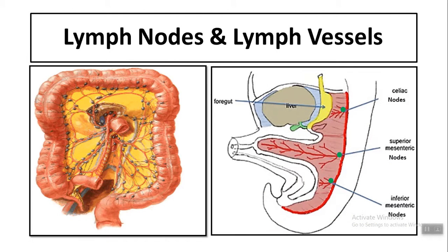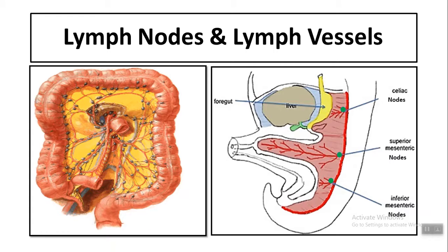An important issue here is the lymphatic drainage of the colon. It is drained by lymph nodes and lymphatics that pass between the two layers of the peritoneum to reach the lymph nodes surrounding the inferior mesenteric nodes. These are surrounding the origin of the inferior mesenteric artery.